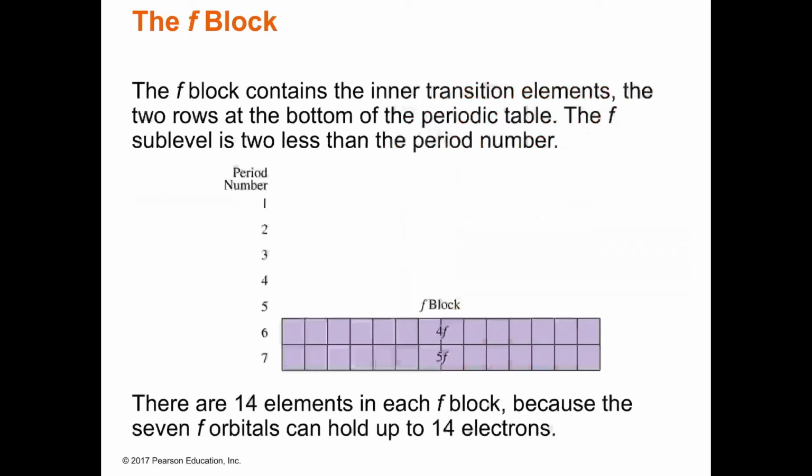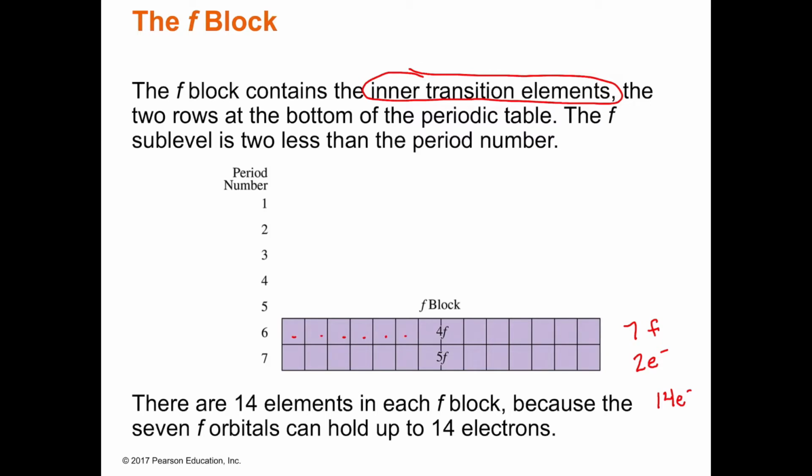But the F block, these elements, we haven't talked about them much. They are called inner transition elements or inner transition metals. And they are the F block. So there are 7 F orbitals, and each orbital can hold 2 electrons. So that means there are a total of 14 electrons for this F block.